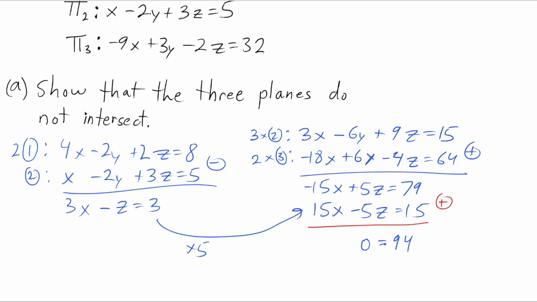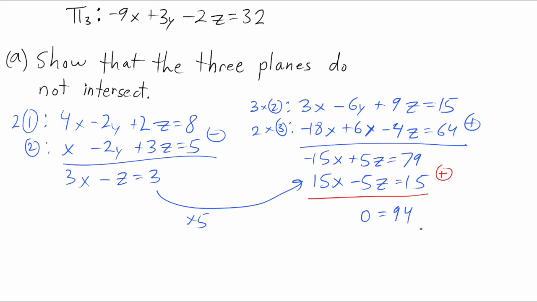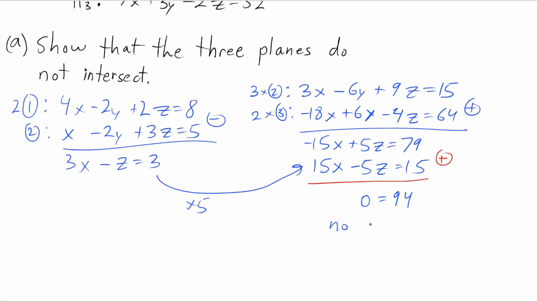So when we get something like that, if we get 0 equals 0, there's an infinite number of solutions and the planes meet at a line. But this means that there's no solution to the system of equations. So there is no point where they all meet. So the planes do not intersect.